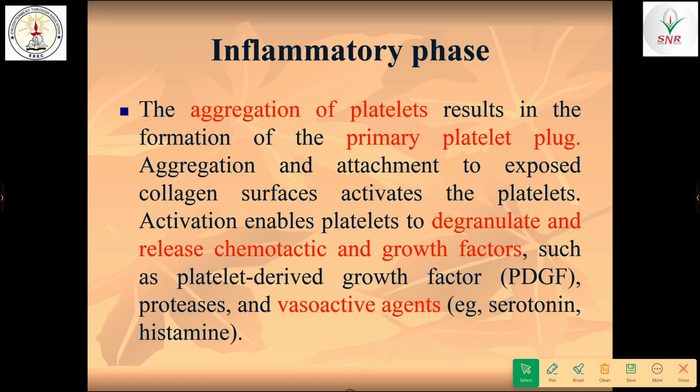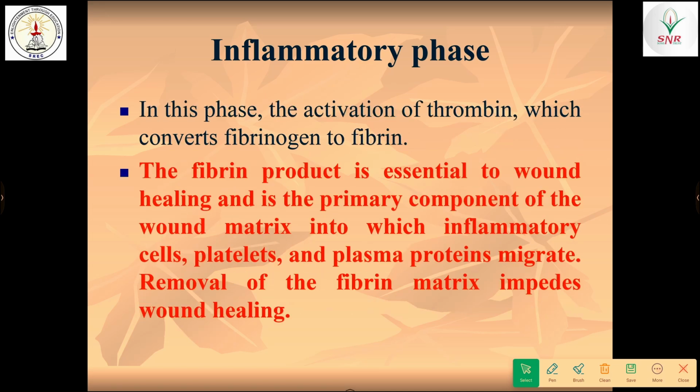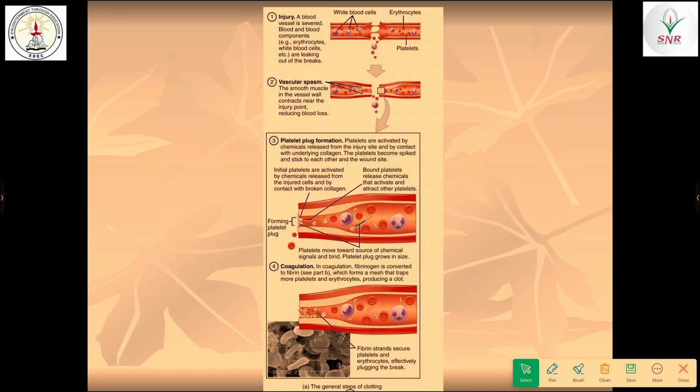Now, mainly certain growth factors are released by the platelets. They are called PDGF, that is platelet derived growth factor, along with certain proteases, vasoactive agents, and serotonin. All these things are also released by the platelets for the formation of the clot. Fibrin is nothing but the clot enhancing protein, so that is mixed with the platelets and a clot or a plug is formed. Here is a pictorial representation of the inflammatory phase.